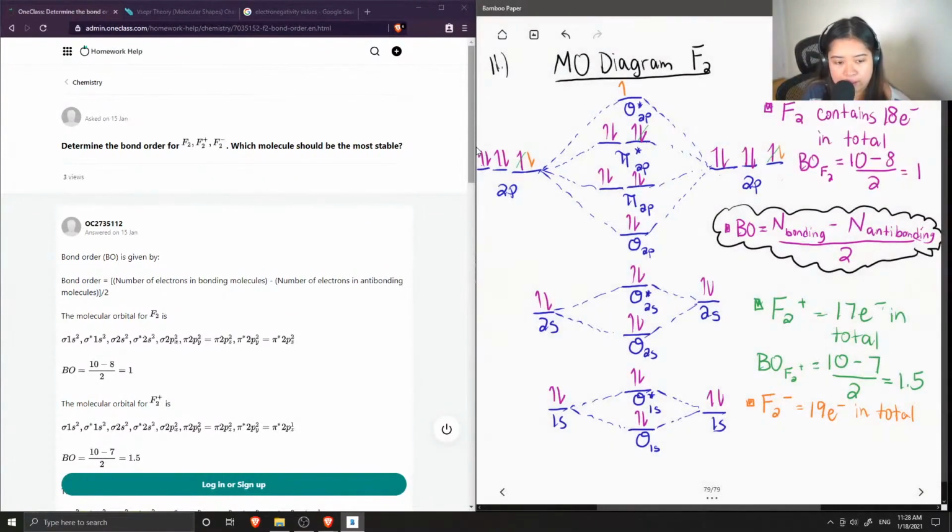So now let's calculate the bond order of F2 minus. So now the number of electrons in the bonding orbitals is still going to be 10. But this time in the anti-bonding, there's going to be 9. Divide that by 2, we get 0.5.